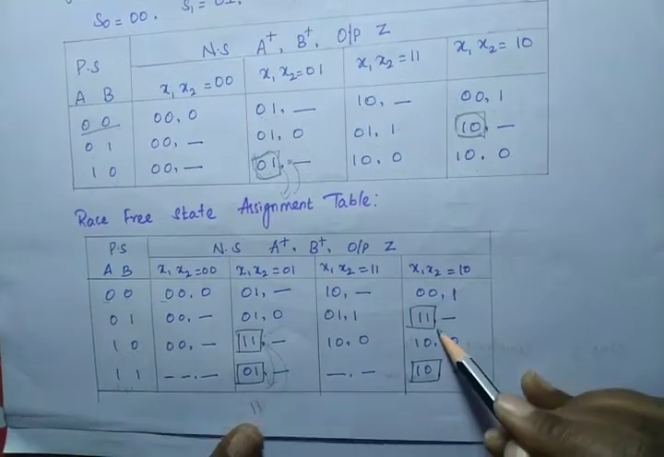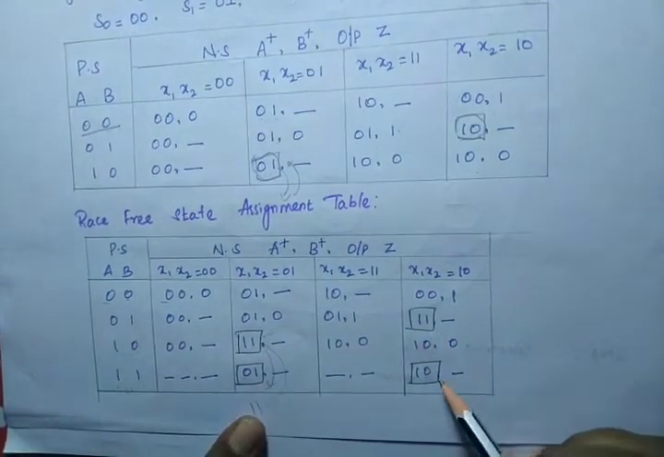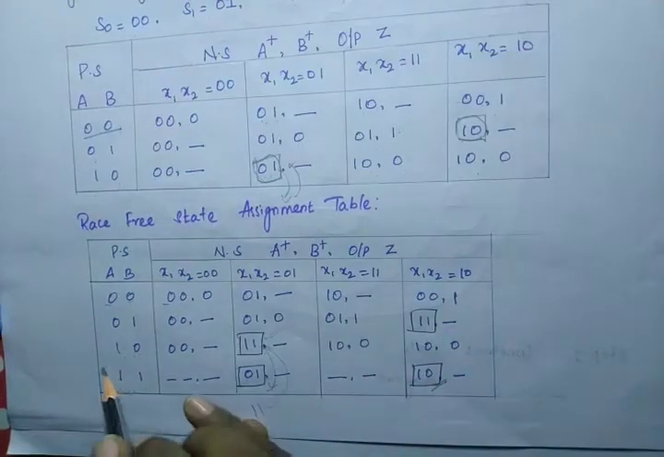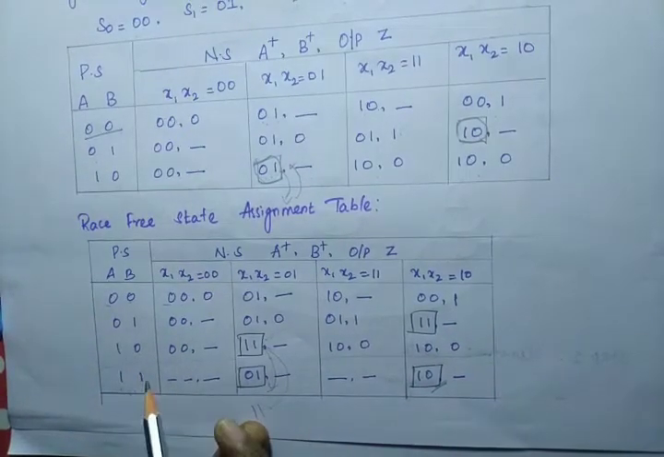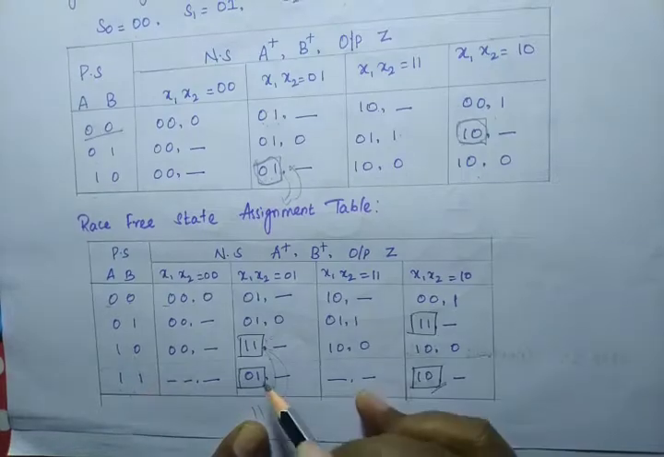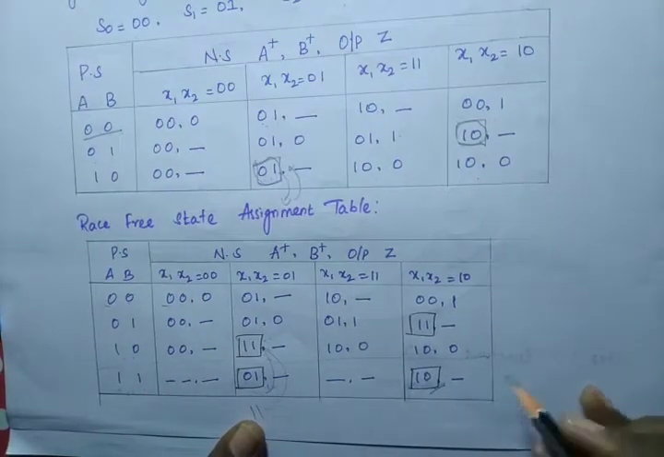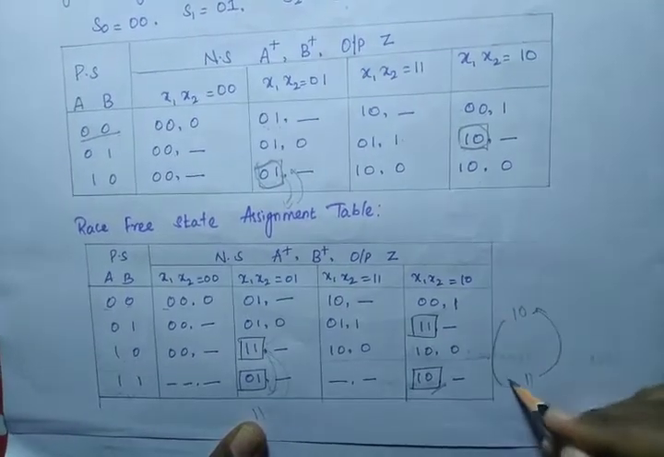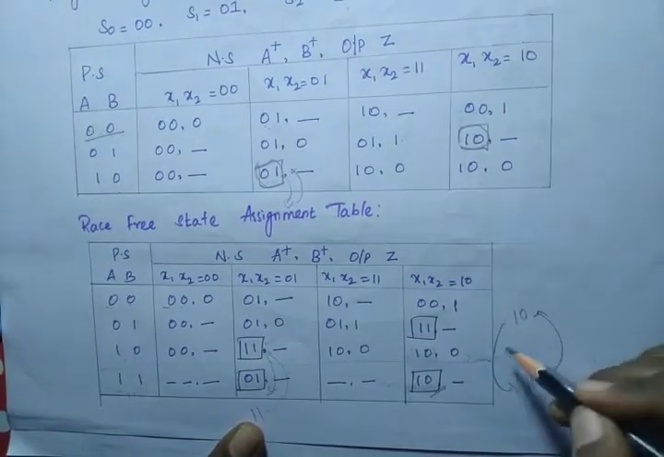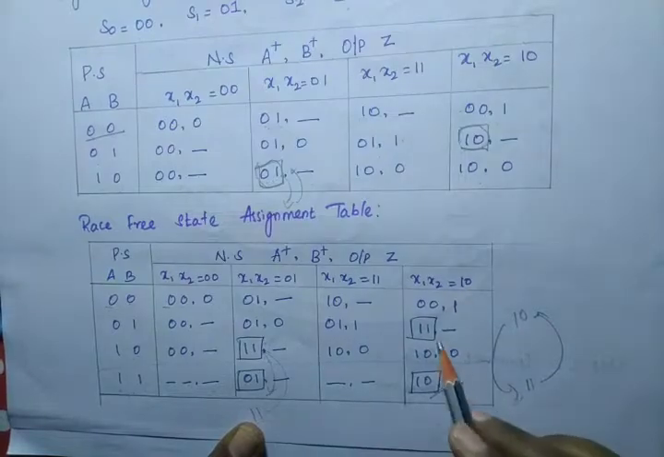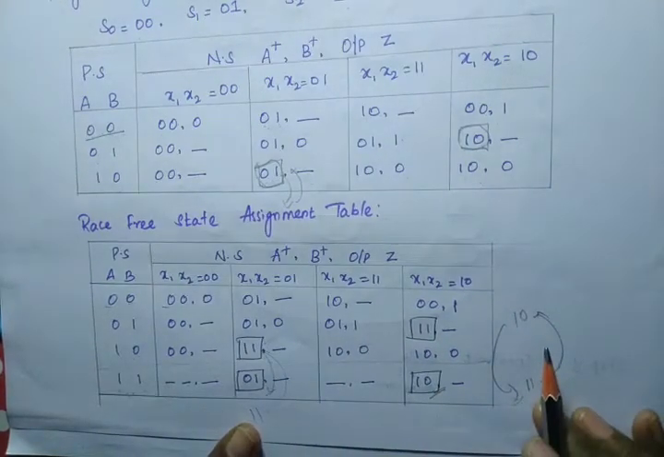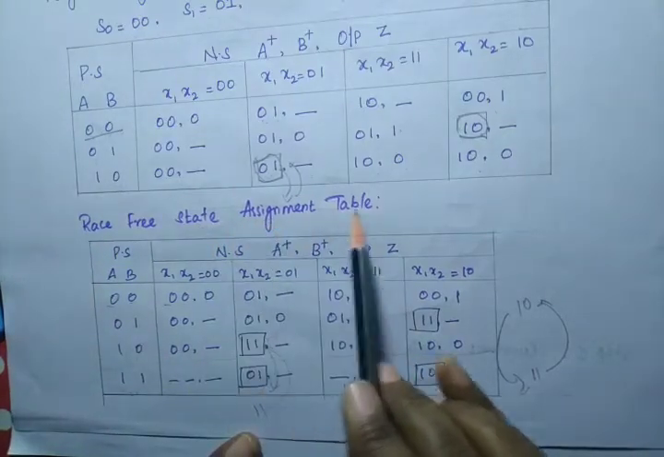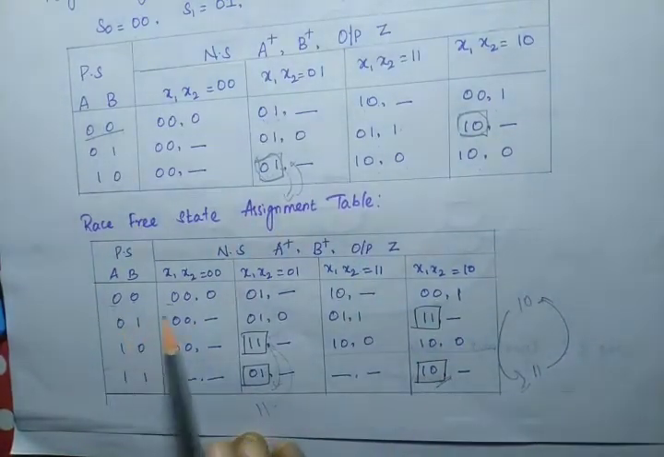Now, in the same way, here we had 10 previously, but what we did is add a new state, 11, and here we have 11. So we have exchanged this 11 with this 10. Now this 11 will move here and this 10 will come down, so that here we don't have a race condition.